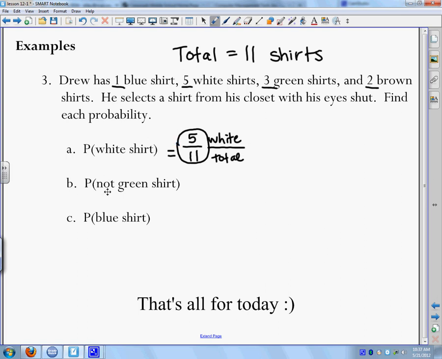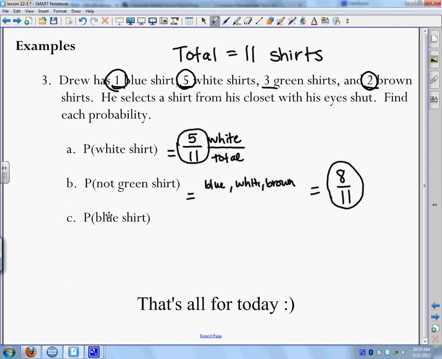What's the probability of not a green shirt? So that means we don't want green, not green. Okay, so we could have blue, we could have white, or we could have brown. So we add up all of those colors. Blue is 1, white is 5, so that's 6, and brown is 2, so that's 8. Out of my total, which is 11. So my answer would be 8/11.